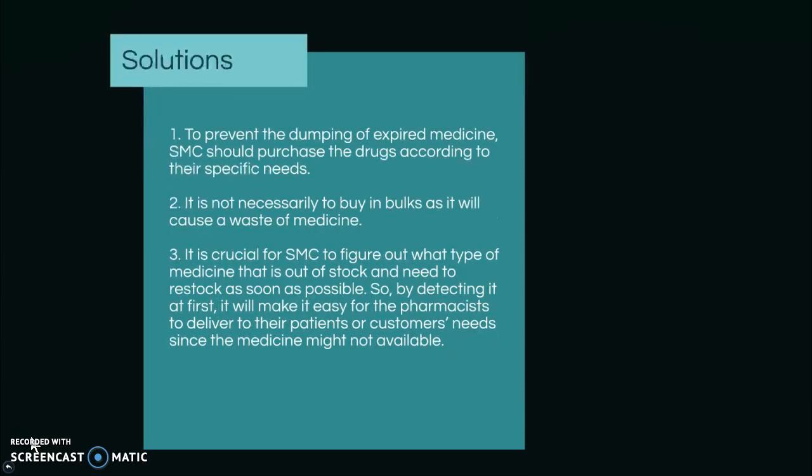There are some solutions for our problem. First, to prevent the dumping of expired medicines, SMC should purchase the drug according to their specific needs. Second, it is not necessary to buy in bulk as it will cause a waste of medicines. Third, it is critical for SMC to figure out what type of medicine is out of stock and needs to be restocked as soon as possible. So, by detecting it at first, it will make it easy for the pharmaceutical to deliver to their patient or customer needs since the medicine might not be available.